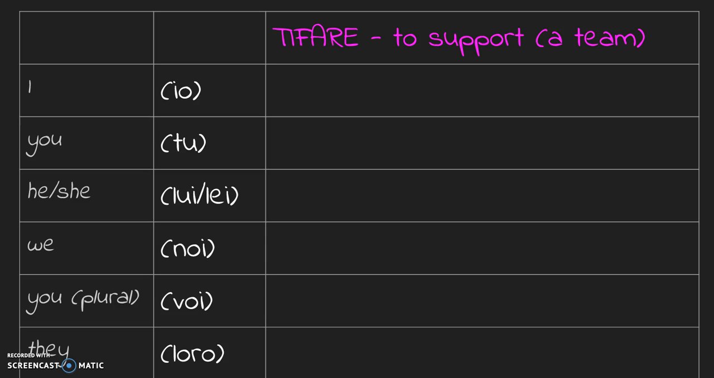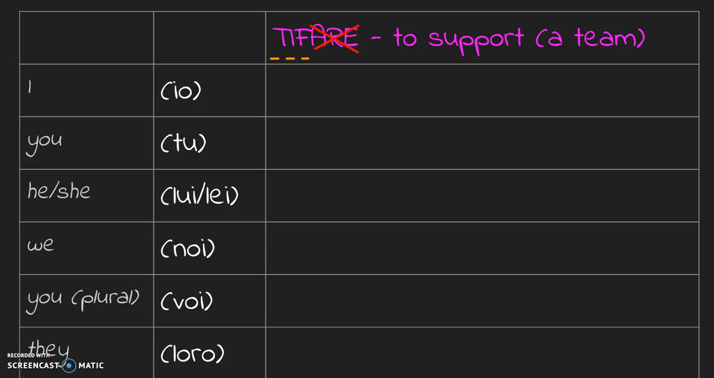So the first step that we need to take is to remove the infinitive ending. These are the last three letters of the verb, and in this case it's the -are ending. So now that we've removed the ending, what we are left with is called the stem of the verb. So in this case, it's tif, T-I-F. Think of the stem of a flower. The stem supports or holds up the rest of the flower. So the stem is very important in our verb.